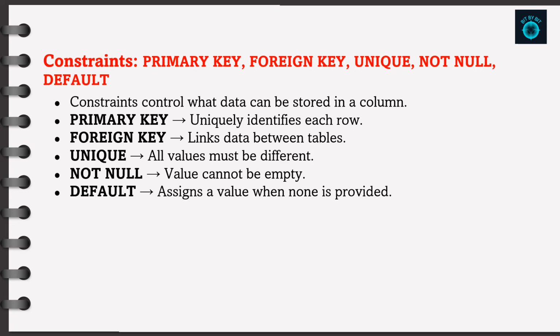A unique constraint means all values in that column must be different, but unlike primary key, it can still allow one null value unless you also add not null. A not null constraint means you must always enter a value for that column. You can't leave it empty. A default constraint assigns a value automatically if you don't provide one when inserting data.